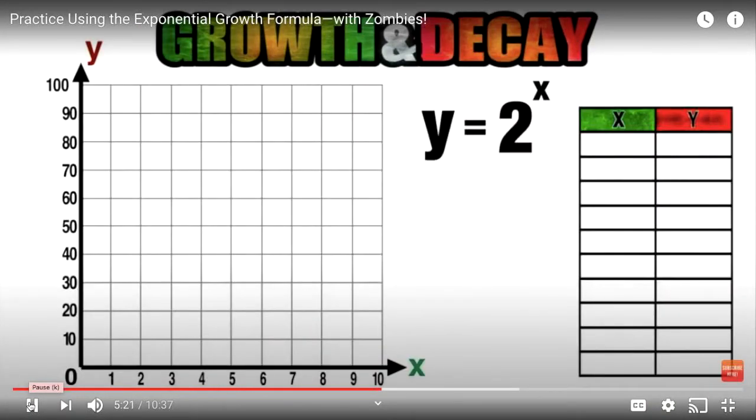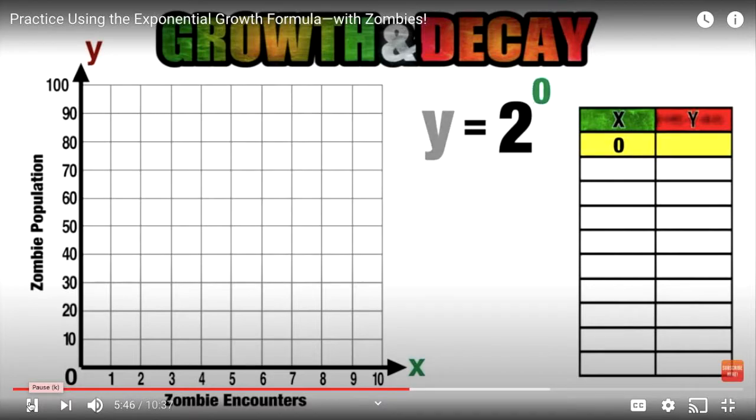So now let's go ahead and graph this exponential function. We are going to label our x-axis as the number of zombie encounters and our y-axis as the zombie population. So now let's go ahead and work on filling out our table. We can start with the value x equals 0, which represents the time before there were any zombie encounters.